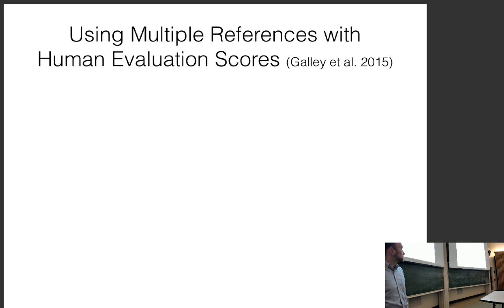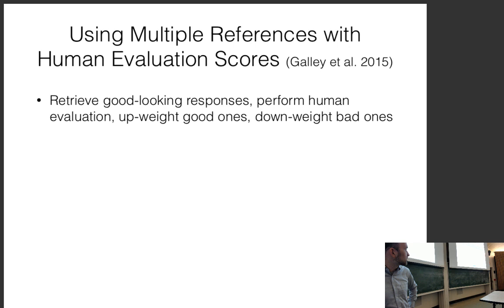So one solution that was created very early on in this line of research is to create multiple references with human evaluation scores for each reference. So multiple reference evaluation, which is also used for translation or other tasks, basically you generate multiple possible responses and try to see how close you get to any one of them.